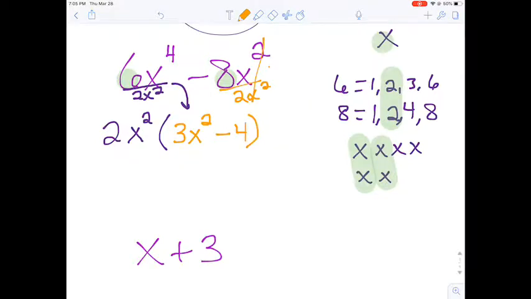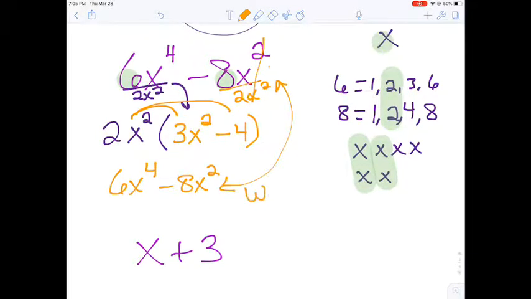You can always check to see if you're right by distributing 2x squared back into the equation. We would get 6x to the 4th minus 8x squared. As long as that's the same as our original problem, we were right.